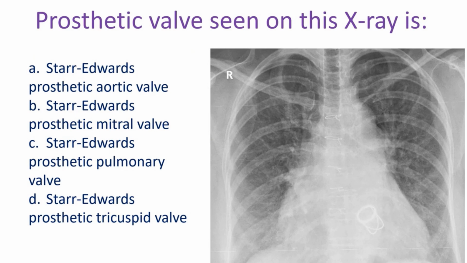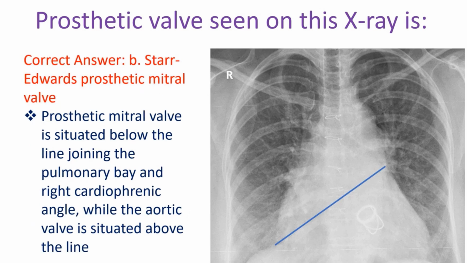Prosthetic valve seen on this X-ray is: A. Starr-Edwards prosthetic aortic valve, B. Starr-Edwards prosthetic mitral valve, C. Starr-Edwards prosthetic pulmonary valve, D. Starr-Edwards prosthetic tricuspid valve. Correct answer B.